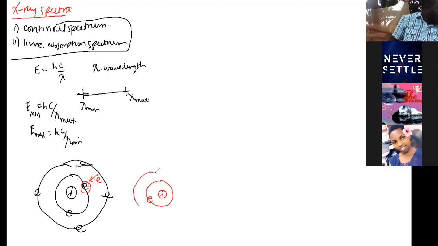When it creates a gap, the electron is going to remain unstable. Initially it was maybe stable, but when this electron came and knocked out this electron, the gap left here now needs to be filled. So when the gap is left, the atom becomes excited and unstable. When it becomes excited and unstable, electron transition is going to occur.